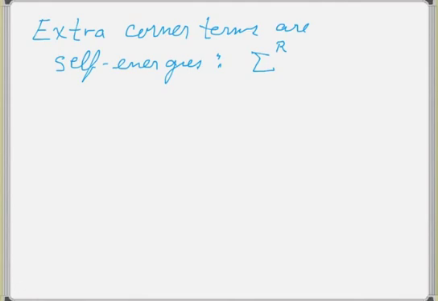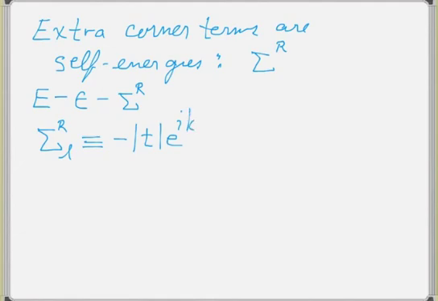And so the general form for that corner block is E minus epsilon minus sigma R. And so just by making the identification, sigma R left is equal to, at least in this simple single band 1D tight binding model, negative t e to the i k_L a, which is equal to t cosine ka minus i gamma L over 2.